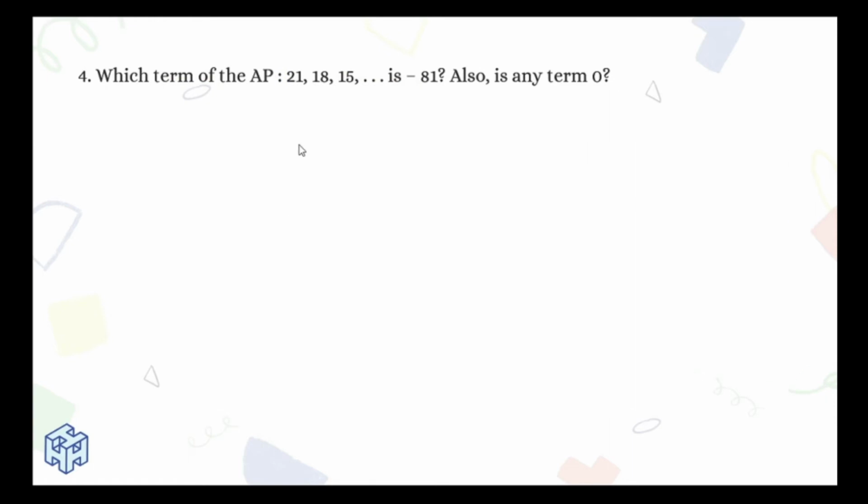Similarly, let us solve another example. This will be a little different one, okay? So in this question, they have given the AP. So let me write as we read the question. In the solution, the first step always is to write the given data. So the sequence here is 21, 18 and 15. And now they are asking to find which term of the AP will have the value as minus 81. So Tn is equal to minus 81. And also, is there any term 0? So again, Tn is equal to 0. So these are the things which we need to find from this question.